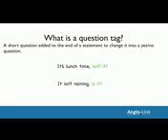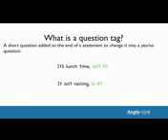Notice that when the statement is positive, the tag is negative, and when the statement is negative, the tag is positive. Also notice that the negative tag is in contracted form, isn't it? It's possible to use the full form, is it not, but you will sound too formal, so keep it to the contraction.